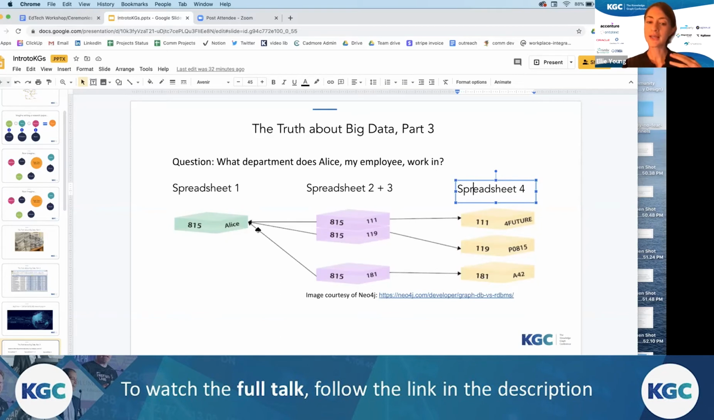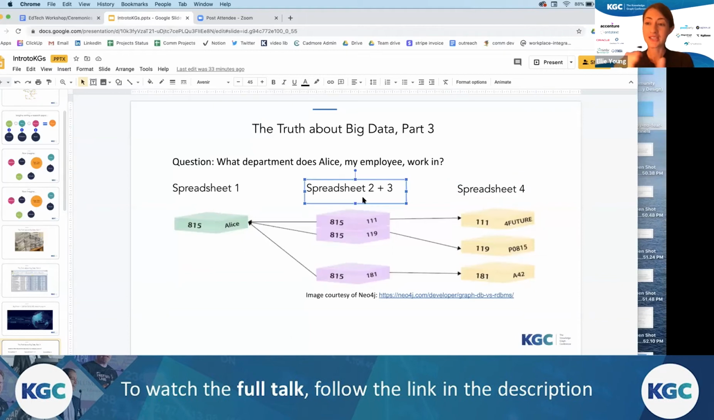So you're going to find the spreadsheet that has Alice and her code, right? So you can search for Alice in other spreadsheets. And then you're going to go to the spreadsheets that have that code plus all the department codes. And then you're going to search wherever Alice's number appears, and look for those codes. And then you're going to translate those in the last spreadsheet from department codes into actual descriptions. And then you can answer the question.